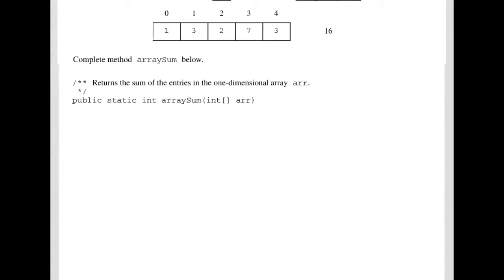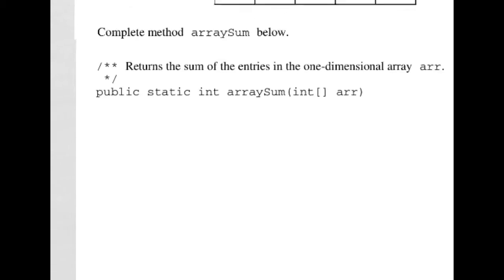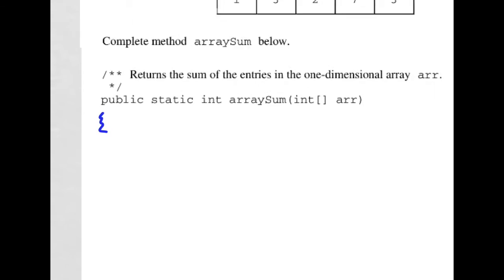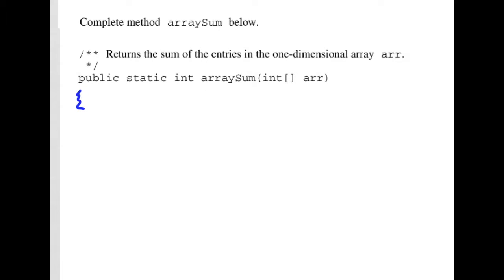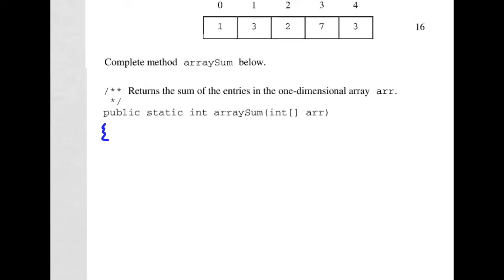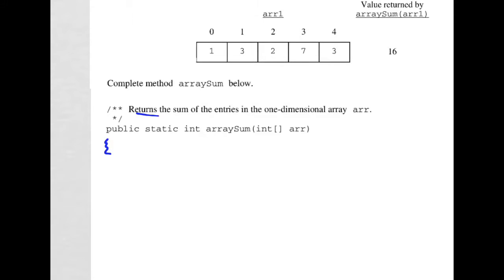So complete arraySum, which returns the sum of the entries of the one-dimensional array arr. This is being passed to it, and this should be really, really simple. So I'm going to start out by taking this array, and what do I want to do? I want to run through it and sum all of the entries, and it returns a sum.